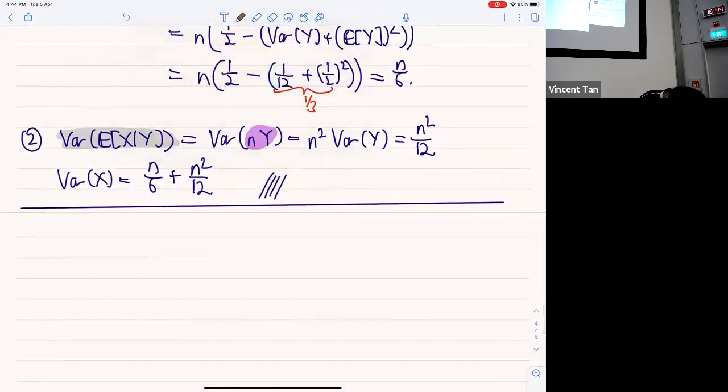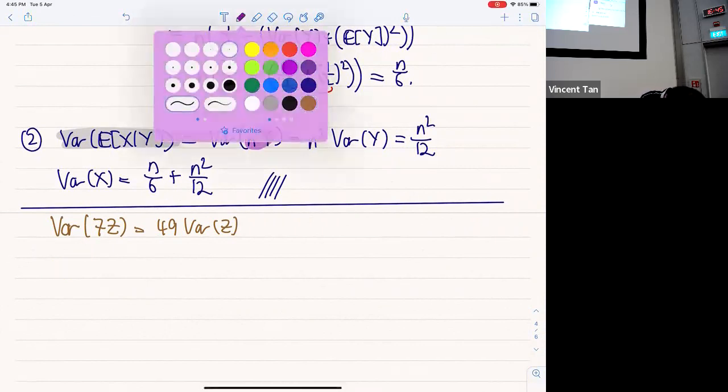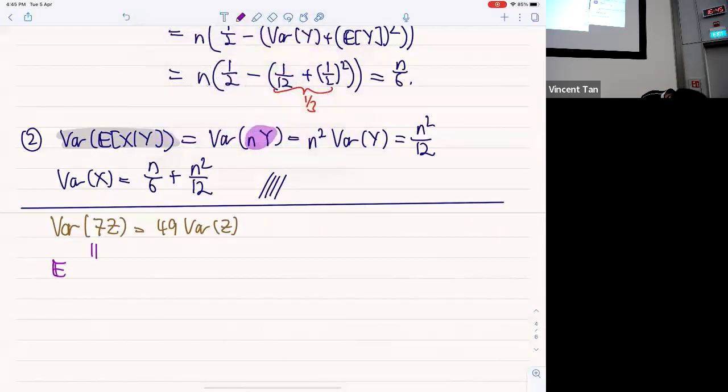Here, proof: variance of 7z is 49 variance of z, always. How to prove this? This is a fact of life. There are not many facts you have to remember, but this you have to remember. So this is equal to the expectation value of the random variable minus the expectation value of the random variable, quantity squared, which is the definition.